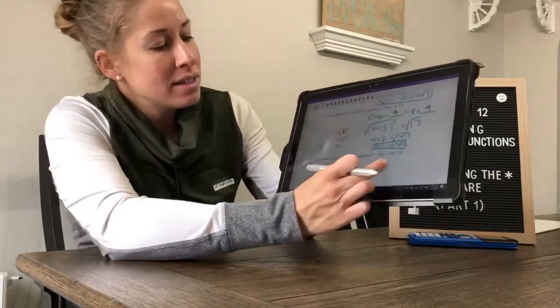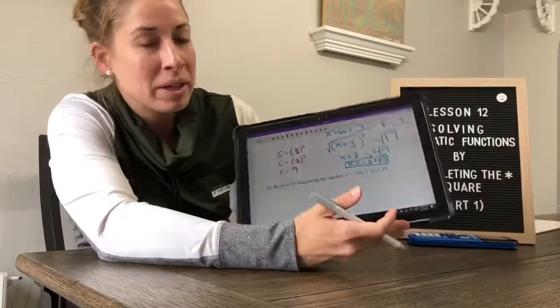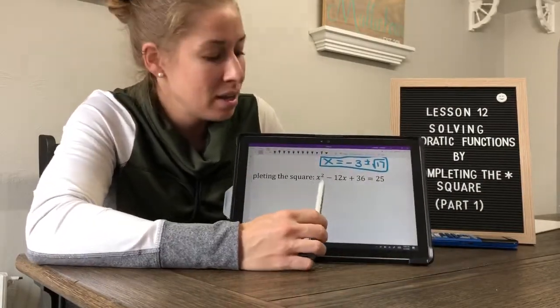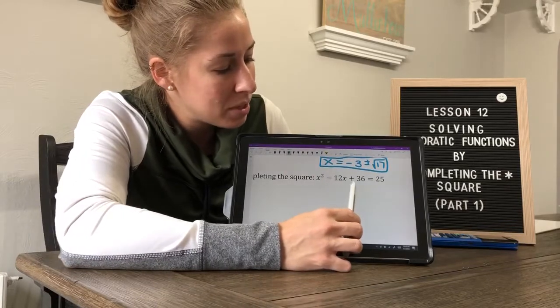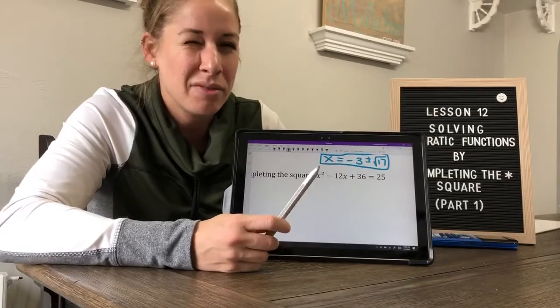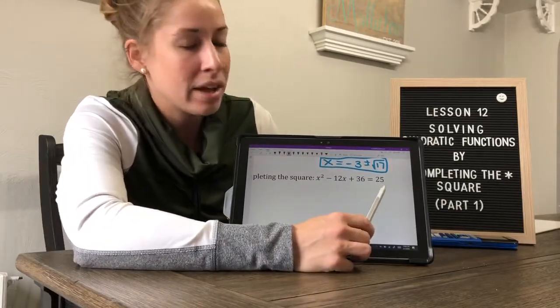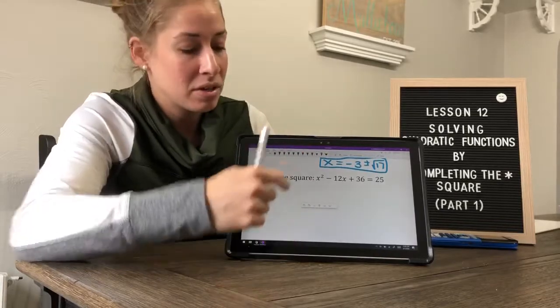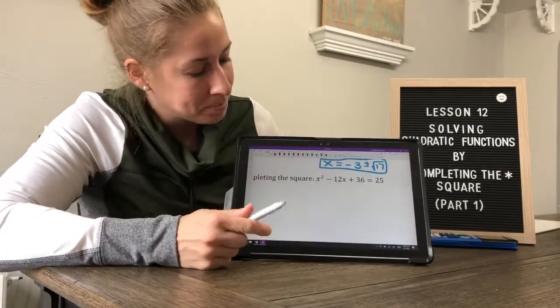Okay, the next example, 4, solve by completing the square. First of all, notice that your leading coefficient is 1. It's x squared minus 12x plus 36 equals 25. So there's a little bit something else different going on here. We already have a value over here. That's clearly probably not making it a perfect square, so it's already at the other side.